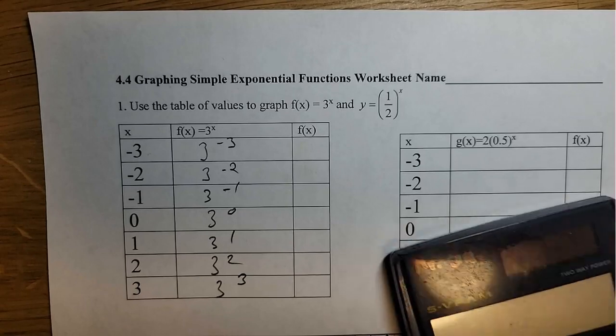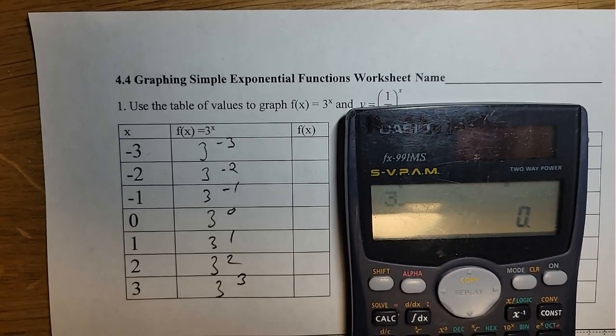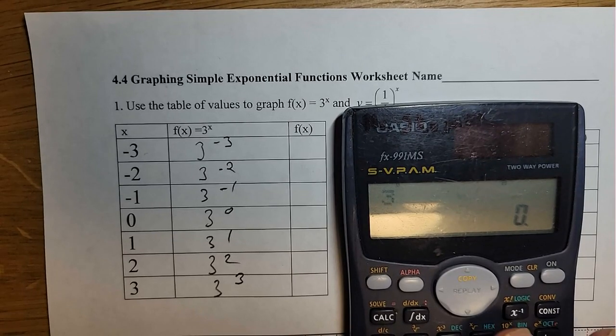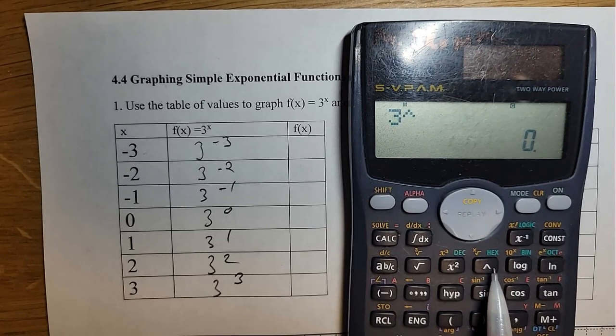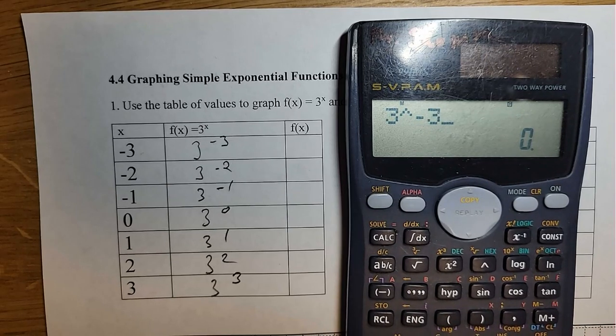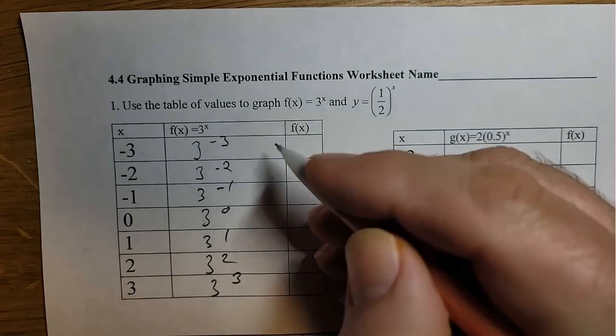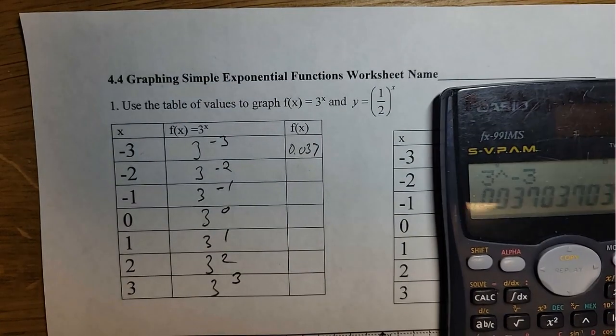So we're going to go to our trusty calculator here. We're going to turn it on and figure out what that answer is. We're going to go 3, and I have an exponent key, which is right here. Mine might be different than yours. 3 to the exponent -3. Let's see what the answer is. 3 to the -3. So here we go, 0.037. So in here, 0.037. Do the next one.